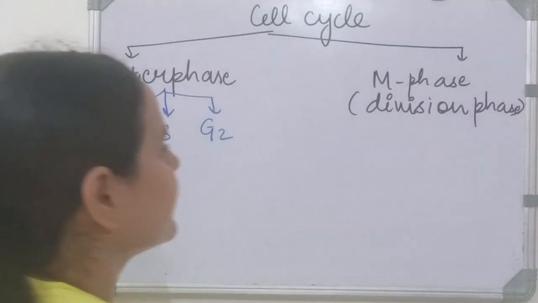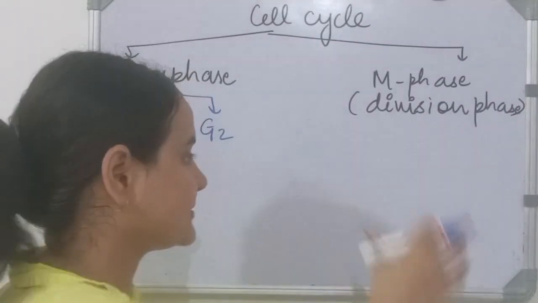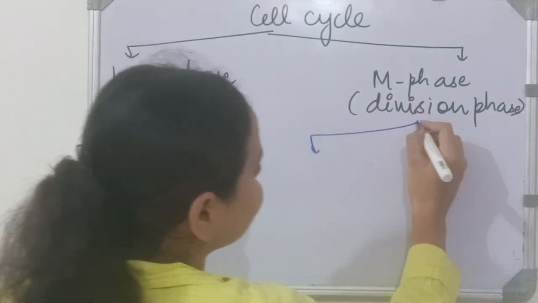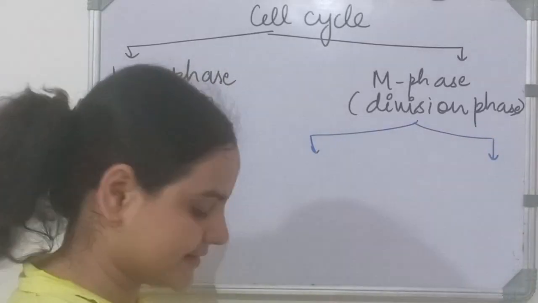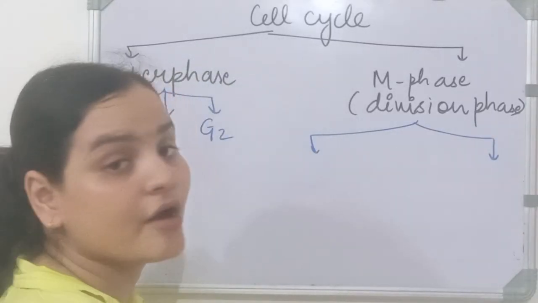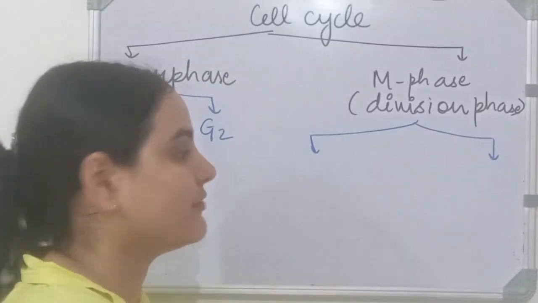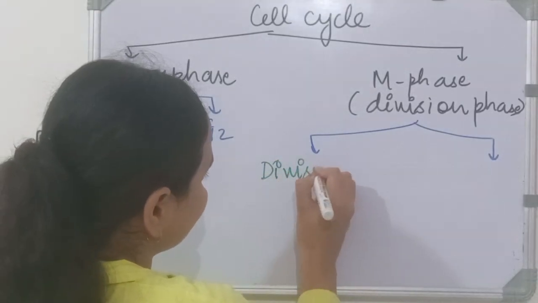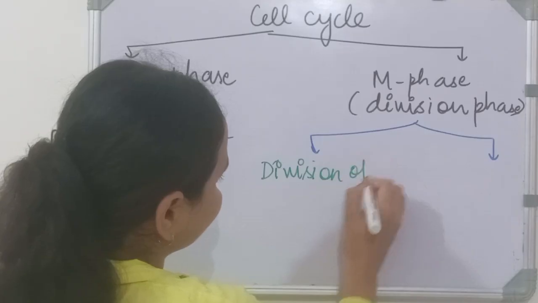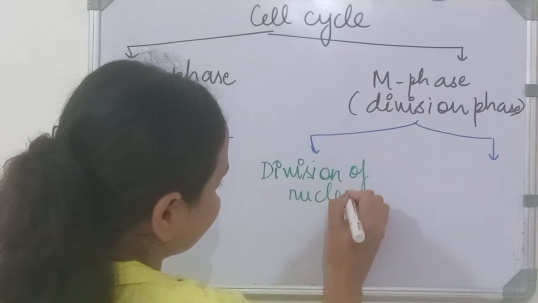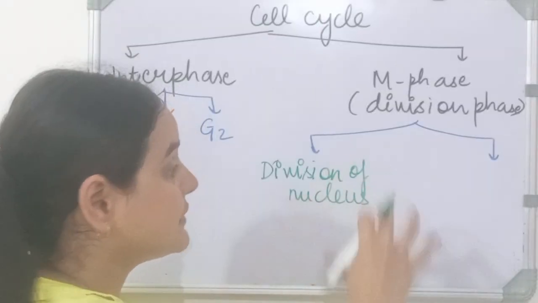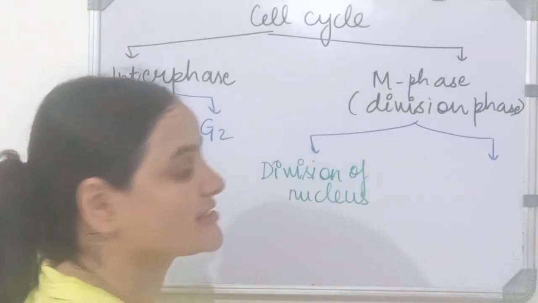Now here we need to remember this important point whatever I am going to write. So this M phase happens in two phases. First, our nucleus divides. So first, division of nucleus takes place. Then after division of nucleus, division of cytoplasm takes place.